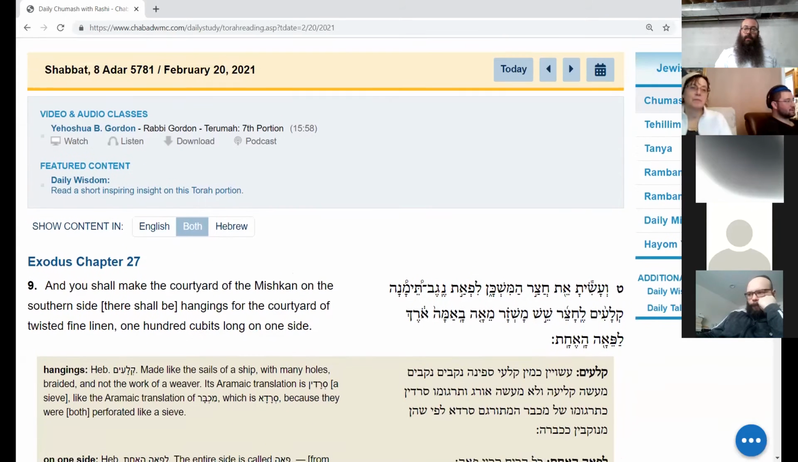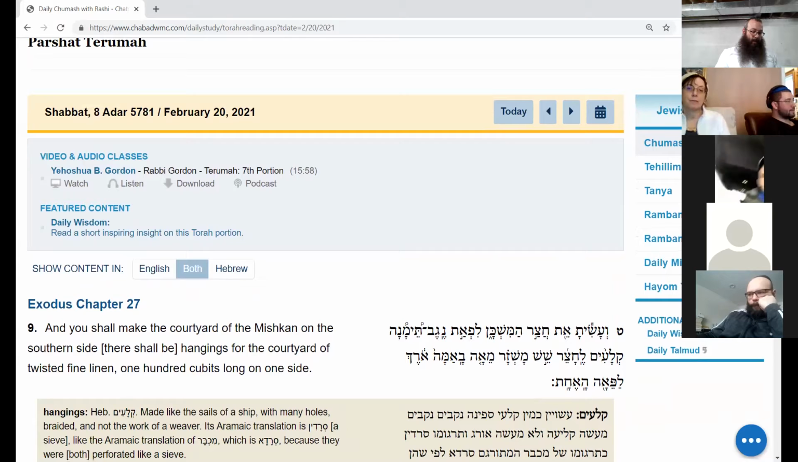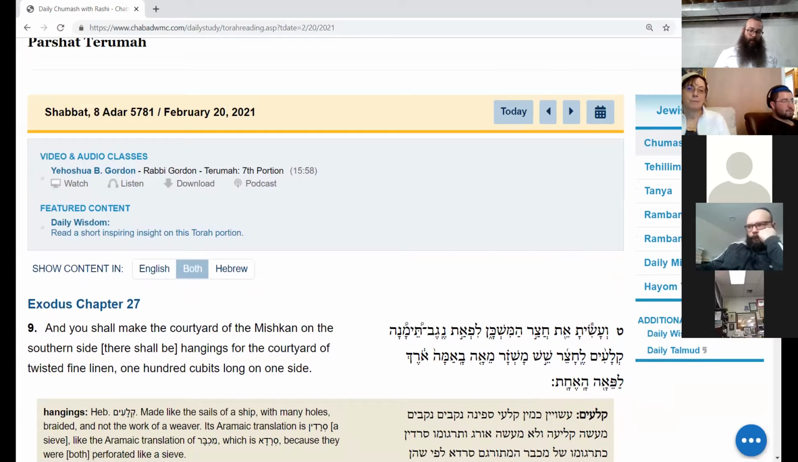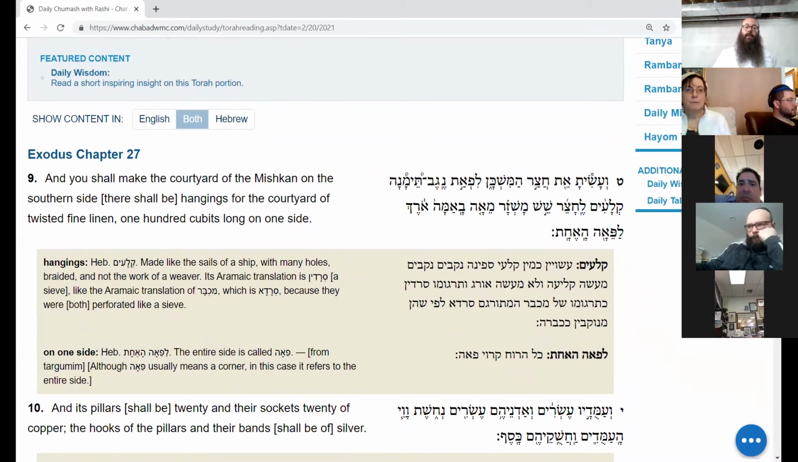Okay, here we go. This is the Shabbos section. We're starting it now. Vasisa es chatzar hamishkan. You should make a courtyard for the tabernacle, for the Mishkan. Lifas negev teimana, along the southern side, the long side, the 100 amah side. Kelo'im lechatzer, you should make hangings for the courtyard, these long curtains, these long screens.